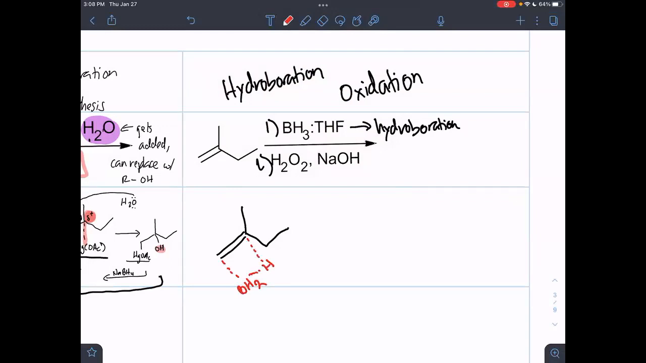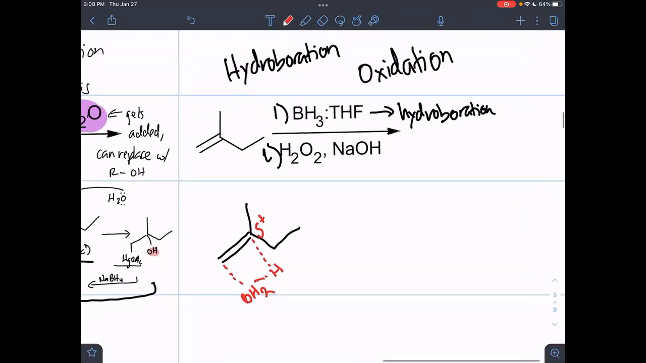However, Dr. Roche really likes to point out this fact. Technically, this intermediate state is Markovnikov because the delta positive is on the more substituted side. It's not a full carbocation, but in this intermediate square, the delta positive is on the more substituted side. So it's kind of like a pseudo Markovnikov, but the end product is an anti product. But he just wants you to be aware of that.